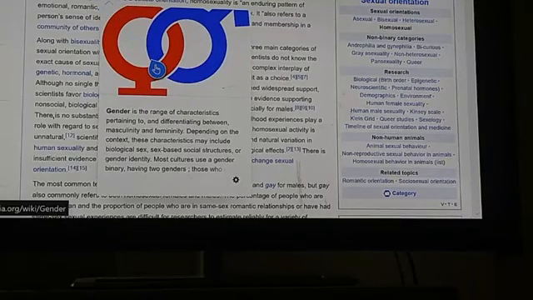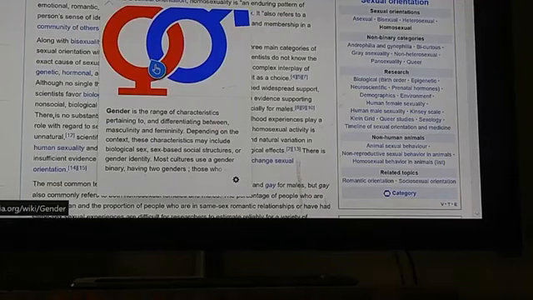Gender is a range of characteristics, right, your actions, pertaining to and differentiating between masculinity and femininity, depending on the context of these characters.